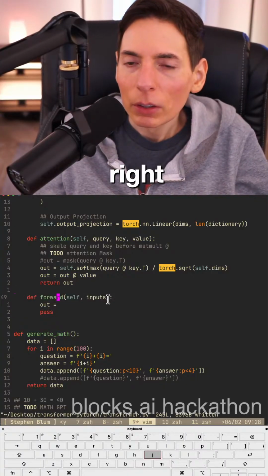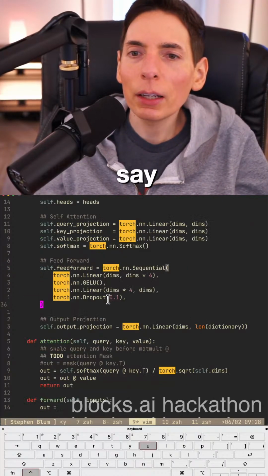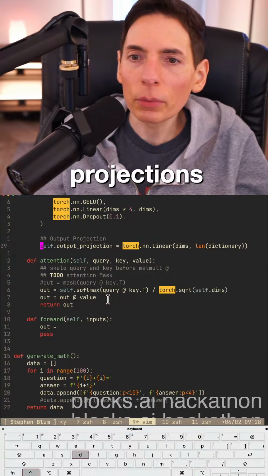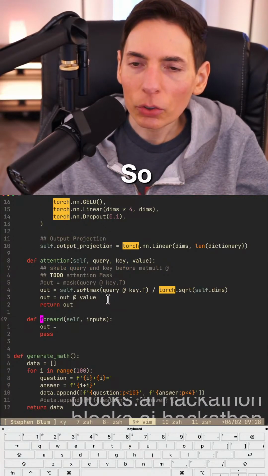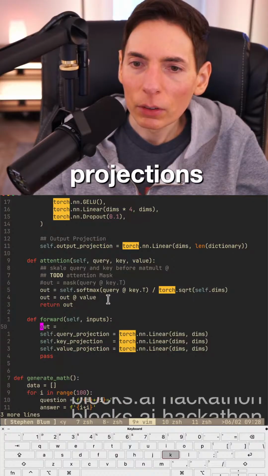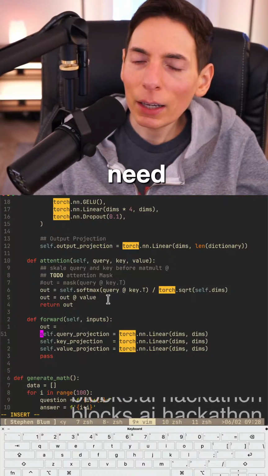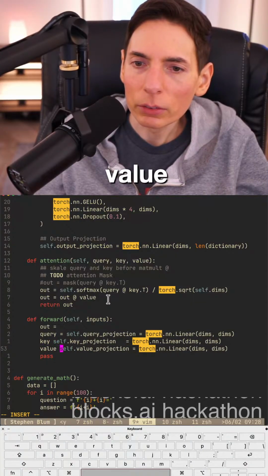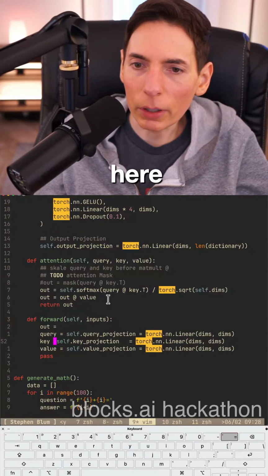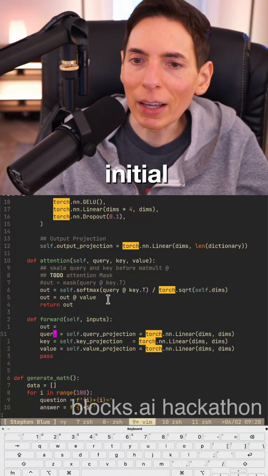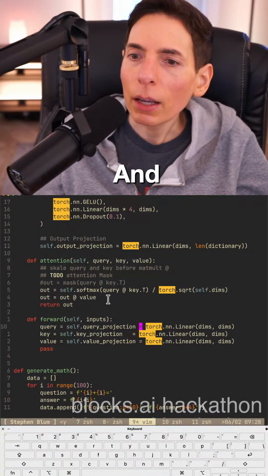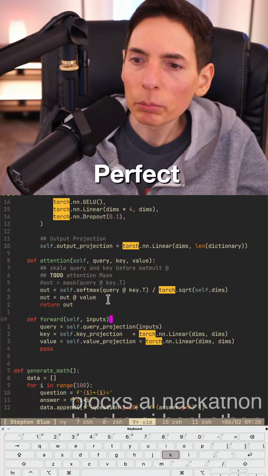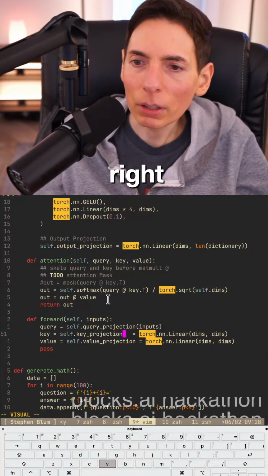All right. So let's do our next. We're going to do these projections, right? So let's do those projections. We need a query, a key, and a value. There we go. That's what we're looking for right here. Let's get that initial setup going. And this is going to be our inputs. Perfect. All right, here we go.